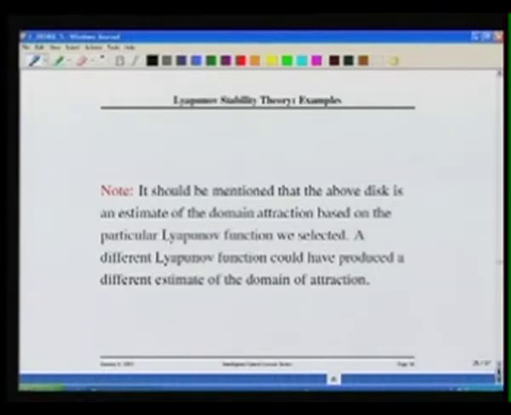It should be mentioned that the above disc is an estimate of the domain of attraction based on the particular Lyapunov function we selected. A different Lyapunov function could have produced a different estimate of the domain of attraction. Another Lyapunov function may find a domain of attraction which will be a subset of, or may contain, the domain of attraction that we have just found out.